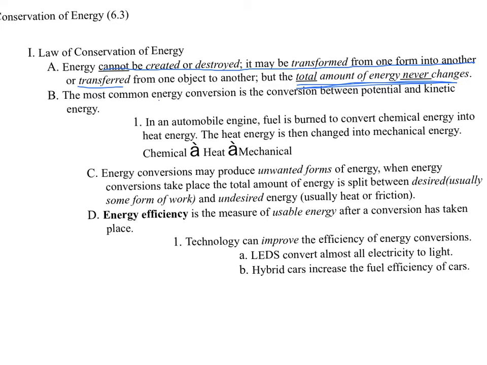The most common energy conversion is between potential energy and kinetic energy. At the top of the hill, you have potential energy. At the bottom of the hill, you had kinetic energy.